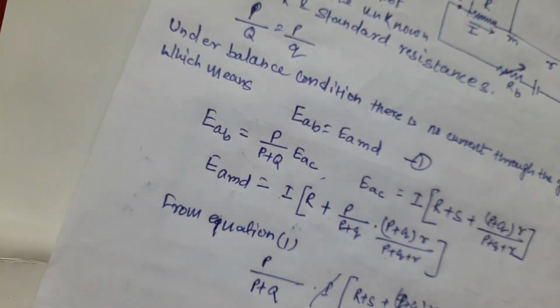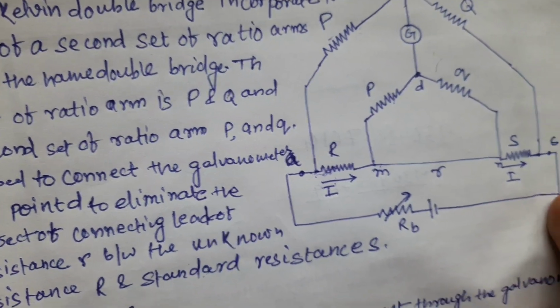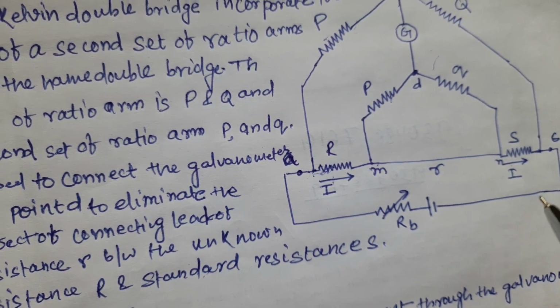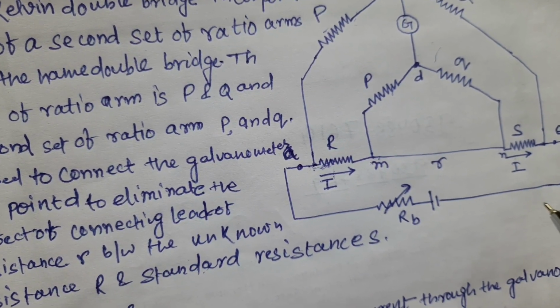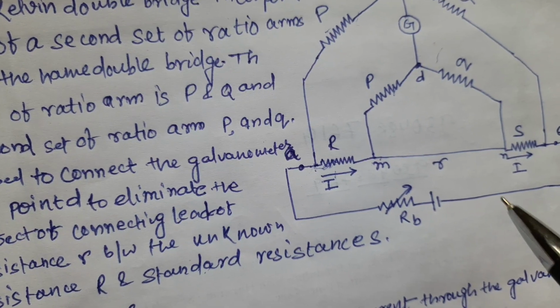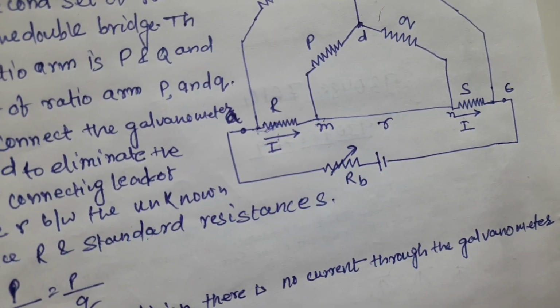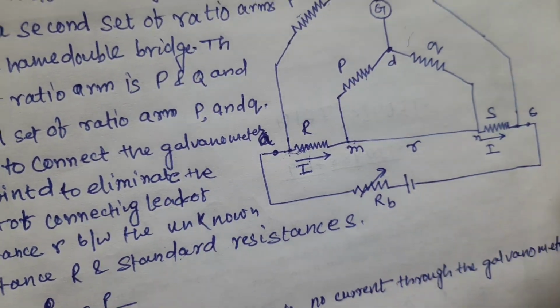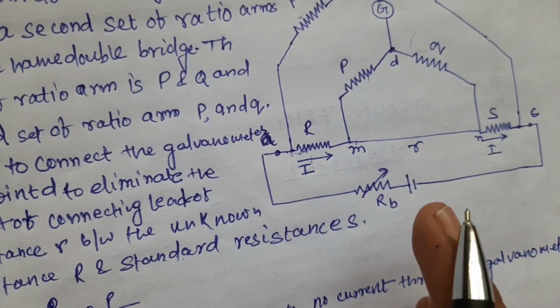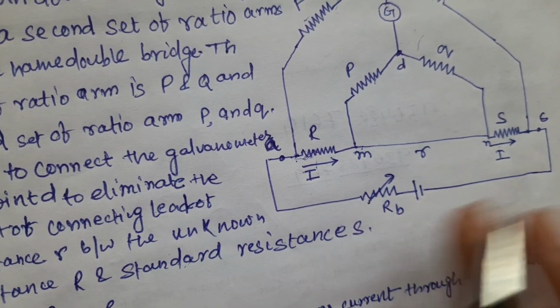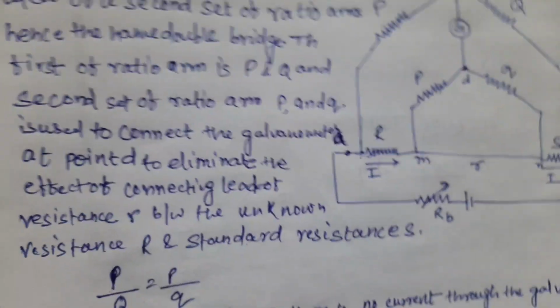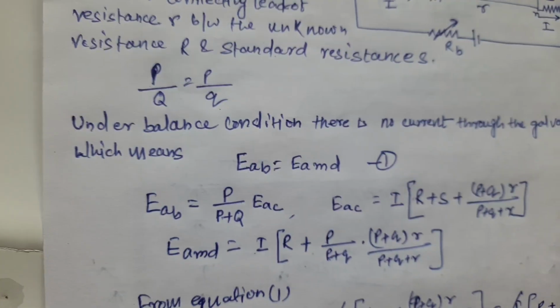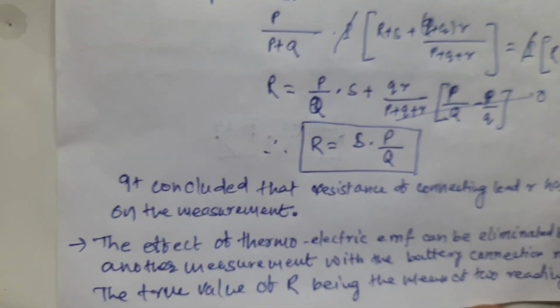That means the first reading you take from A to C, that means the positive terminal of the battery is connected to A and the negative terminal of the battery is connected to C. And for the second measurement, the positive terminal of the battery is connected to C and the negative terminal is connected to A. In this way, if you take the average value of those measurements, then you can eliminate the thermal effect.